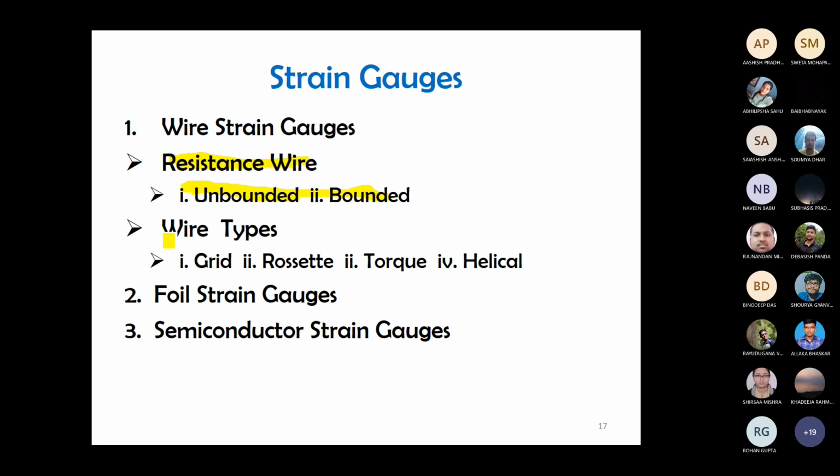Okay, so there are two types of wire: resistive wire and another type, with different structures such as grid, rosette, torque, and helical. Then there are the foil strain gauge and the semiconductor strain gauge. The first one is the wire strain gauge. So: wire strain gauge, foil strain gauge, and semiconductor strain gauge.